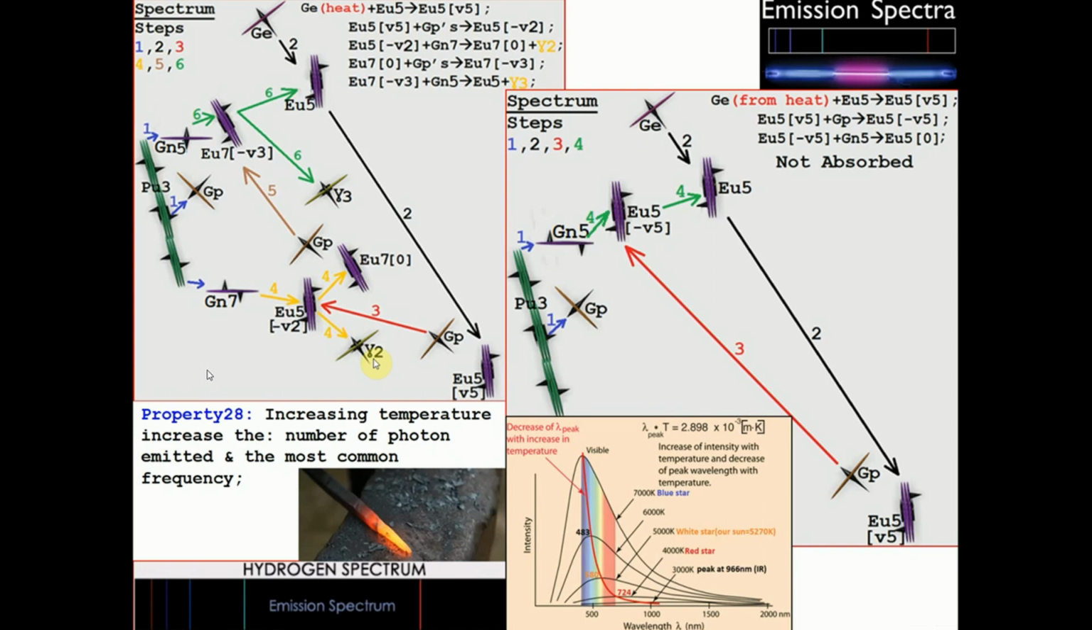Because EU7 is not in its original location, after a while, the GP particle from the nucleus will attract it to its original position. There it will meet GN5 and transform back to EU5, while transforming the GN5 into photon 3 because it has translational velocity minus V3.